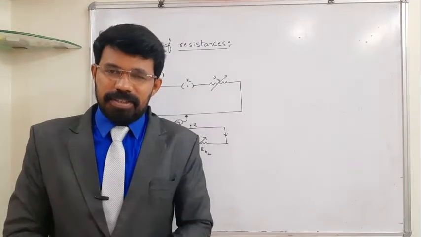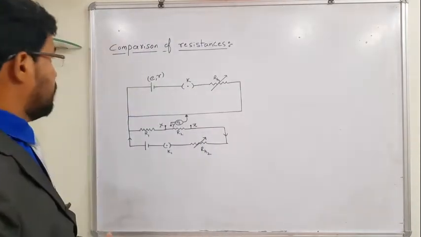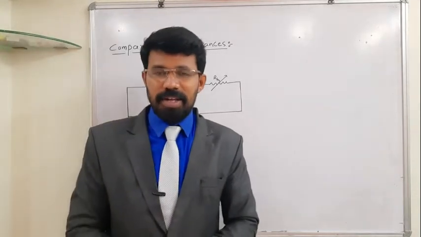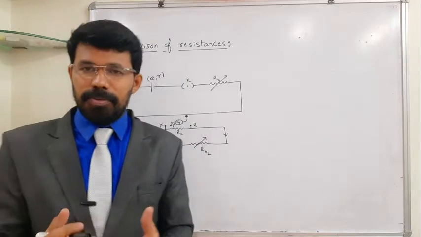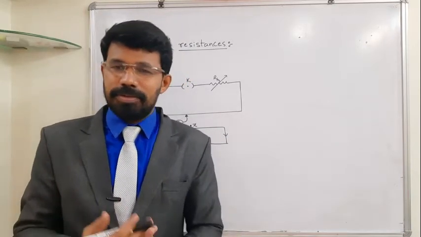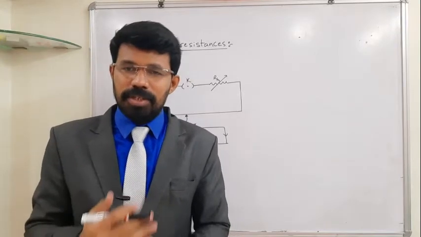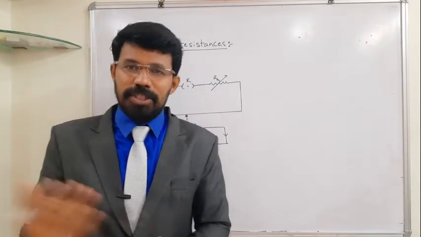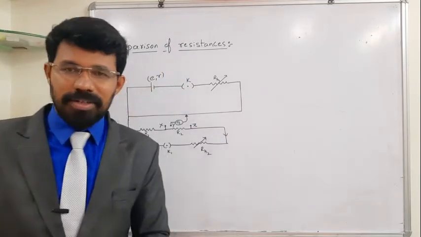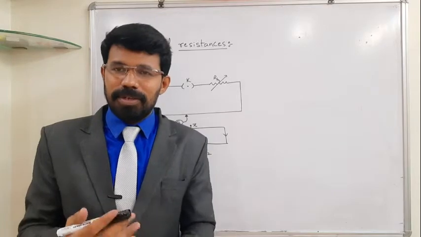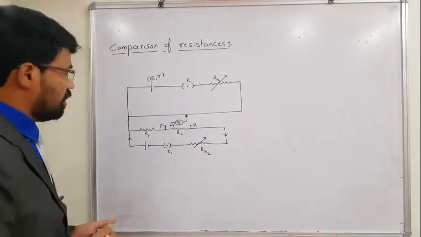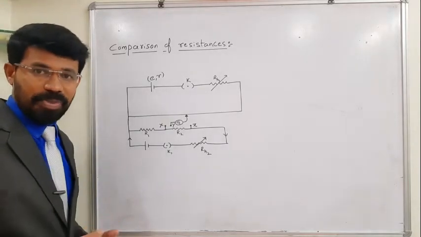Let us start with this application: comparison of resistances. I'm going to take two resistances and compare them. Yesterday I told you what we mean by comparison. If you have two EMFs E1, E2, and you say that E1 is twice E2, you are comparing, isn't it? So here also we are going to derive a relation for R1 by R2. That's comparison of resistance, and that is something we can do with the potentiometer.